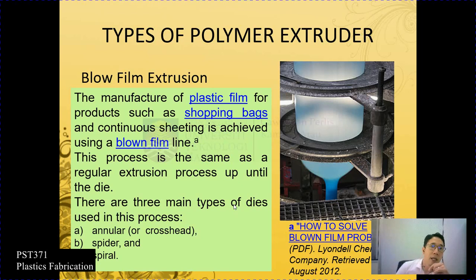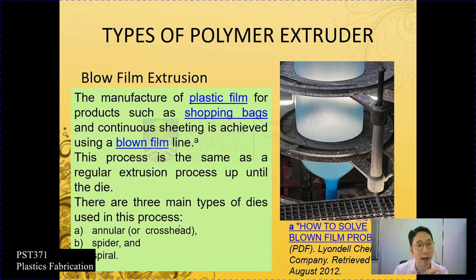Okay. The blown film extrusion, the manufacture of plastic films for products such as shopping bags and continuous sheeting, is achieved using a blown film line. This process is the same as a regular extrusion process up until the die. Okay, so sama je sampai kat bahagian die. Okay, maksudnya awak ada hopper, awak ada screw, awak ada barrel, awak ada die. Die dia mungkin slightly different. And then after that, dia berbeza. Awak ada blowing system.